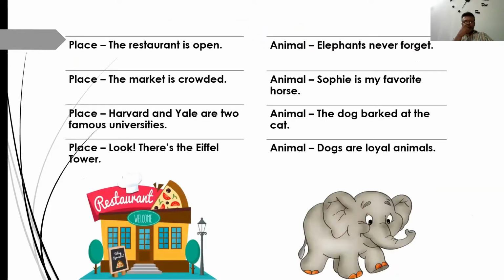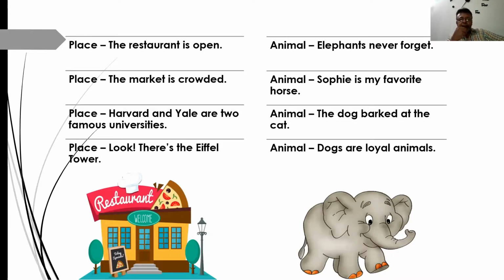As you can see in the next slide, there are examples of place and animal. The restaurant is open. Restaurant, a name of a place. The market is crowded. Market, again the name of a place. Harvard and Yale are two famous universities. Harvard and Yale, these are the proper nouns, and universities is a common noun. So these are the names of places.